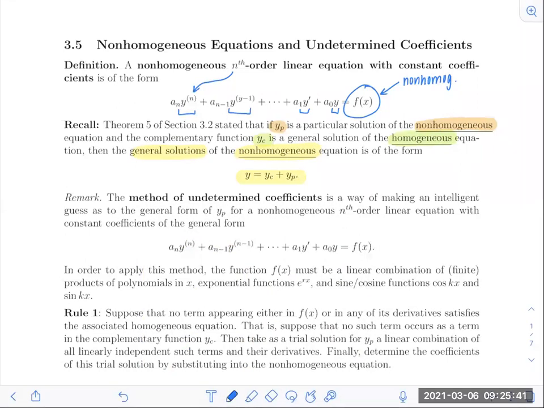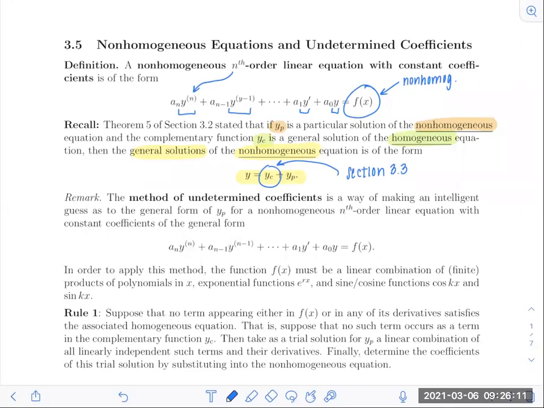So here's where we're at. Section 3.3 taught us how to find the complementary function. If we're working with a homogeneous equation, we know that procedure. We set up the characteristic equation, we find the roots, and then we set up the general solution accordingly. That is y sub c. I am assuming a strong understanding of how to find solutions of homogeneous differential equations.